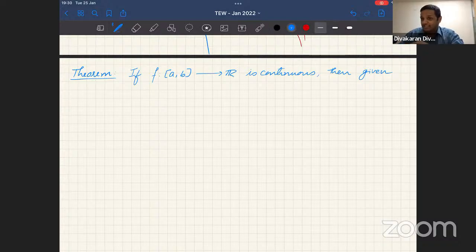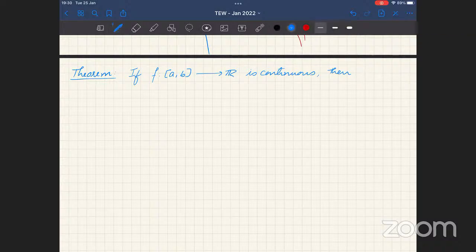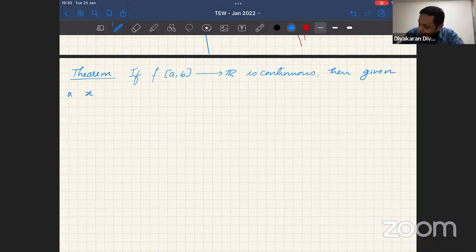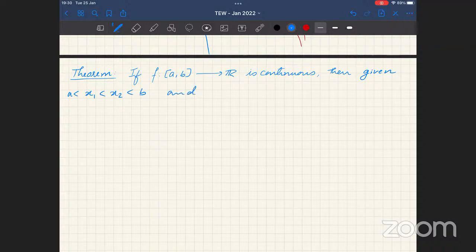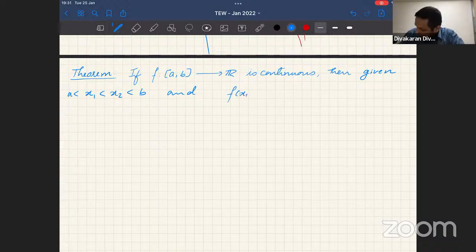Stronger than that. Actually, we can say something much stronger. It's actually a little stronger. So for every x1, x2 from (a, b), with x1 smaller than x2, a is less than x1 is less than x2 is less than b. And mu is any number between f(x1) and f(x2). Very good. Mu is a number between f(x1) and f(x2).